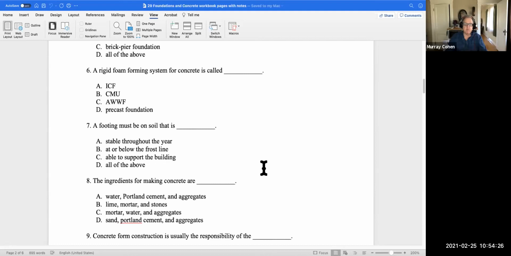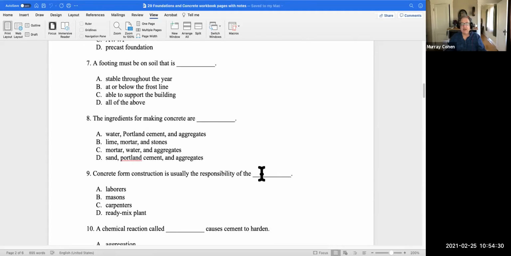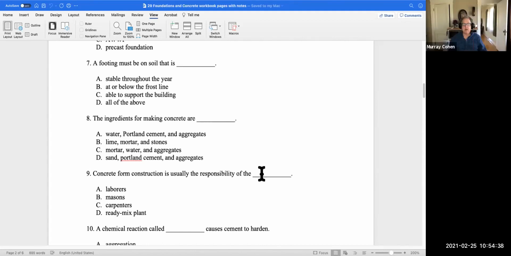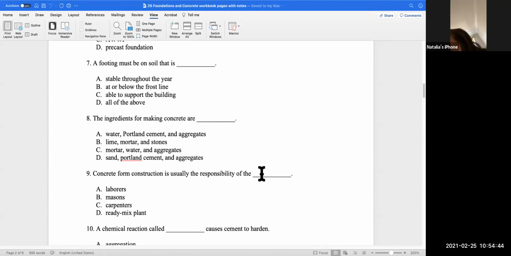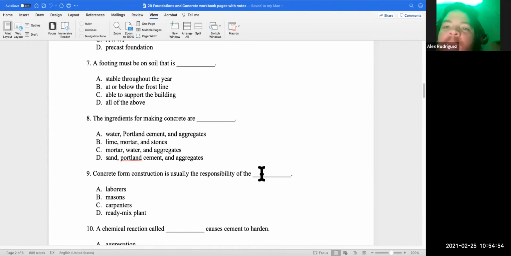And able to support the building is obviously true. The ingredients for making concrete. This is so fascinating to me. Anybody know? Water, Portland cement, and aggregates; lime, mortar, and stones. B. A. A. Definitely A. Wait, what? And how is it A? Wait. Go ahead.